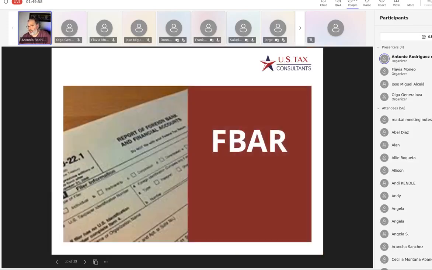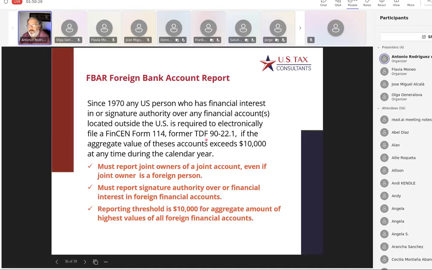Now the FBAR, which we are just getting to the very end. The FBAR is the foreign bank account report, which was originally this number there, but now it's the FinCEN 1114. Now it's reported to the FinCEN, not to the FBAR. It's a different document with a different structure. Originally it was the TDF 1921-22-1, and this was, as you have here, in place since 1970.